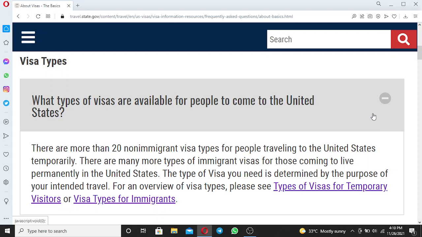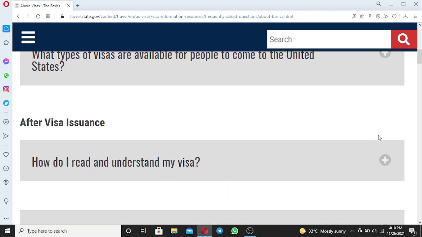The type of visa you need is determined by the purpose of your intended travel. So if you intend to travel to the US for the purpose of tourism, then you will get a non-immigrant visa. If it is for a work permit, it will be a non-immigrant visa. You see, but if you are moving to America through maybe the diversity visa, that will be an immigrant visa. Maybe you are moving through the family-based visa, so that will be an immigrant visa. So that is all about the types of visa.